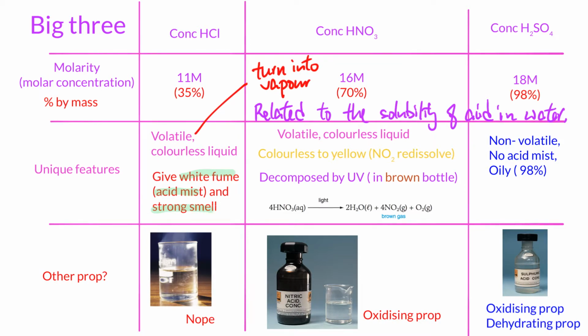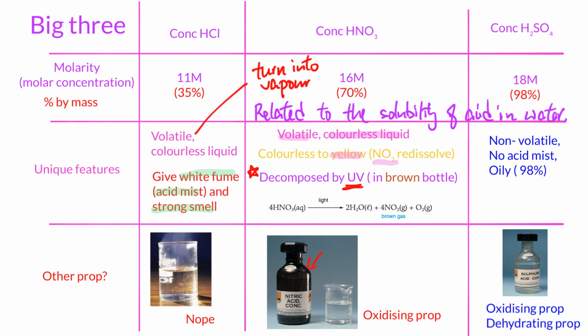For conc HNO3, they are also volatile and also a colorless liquid. But a more important thing is, normally you'll find that it will be colorless. But if you leave the conc HNO3 there for a long time, you'll find that the colorless liquid will turn yellow. This is related to NO2 redissolving into it. Where does this NO2 come from? We're talking about HNO3, so why do we have NO2? The most important part for this feature is that HNO3 can be decomposed by UV.